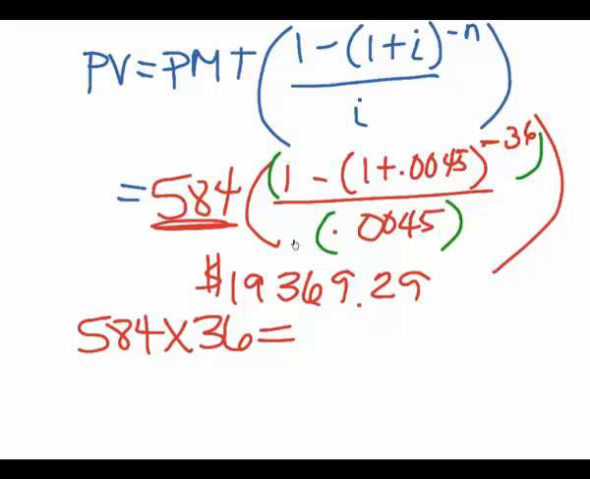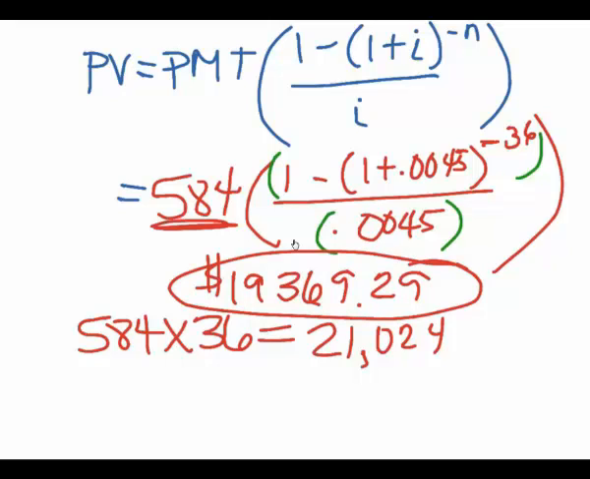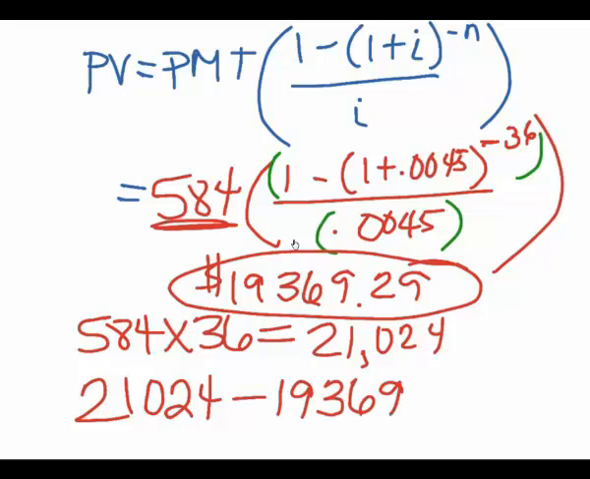So that is a total of $21,024. That's a comma, not a decimal. Okay, $21,024. So that's how much money you paid the bank back. But this is how much money you initially took out for the loan. So you take how much money you paid, you subtract the initial amount of the loan to get your interest, and your interest is $1,654.71. Okay?